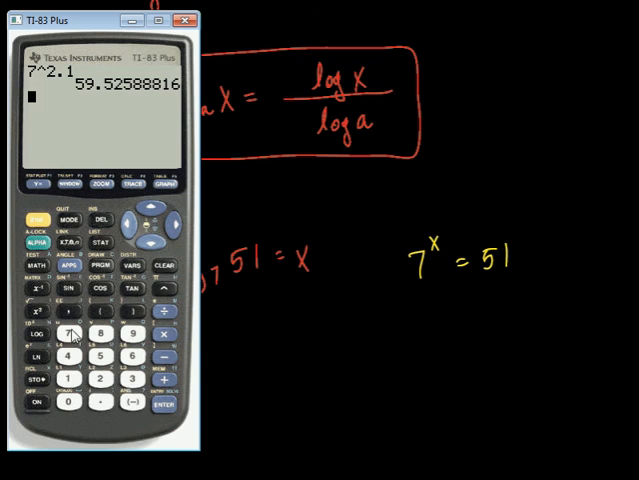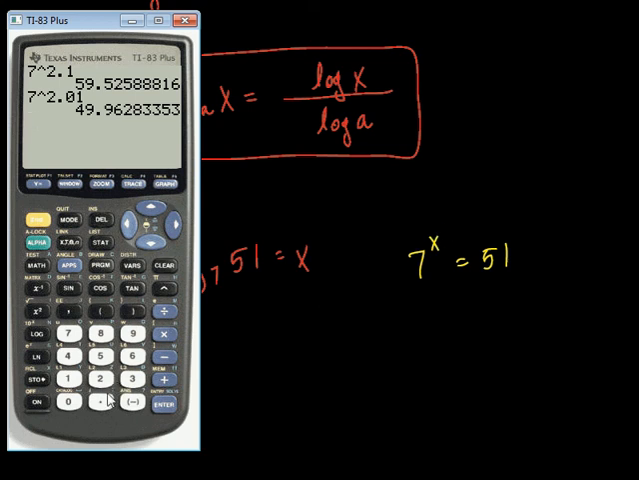So let's try another one. 7 to the 2 point what? How about 2.01? Let's see what that does, right? Oh, that's a little too small, isn't it? You see what we can do? We could sit here going all day trying different numbers to see what x is equal to. Would you agree?